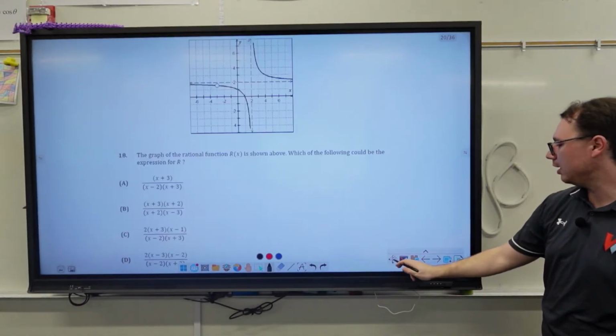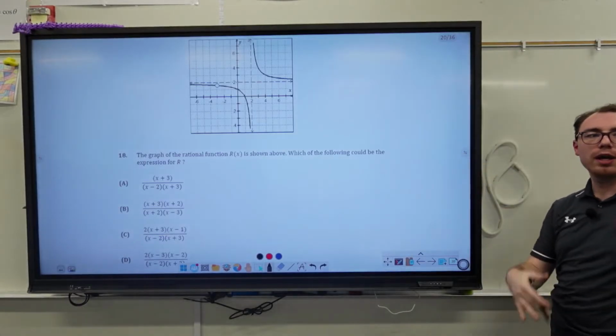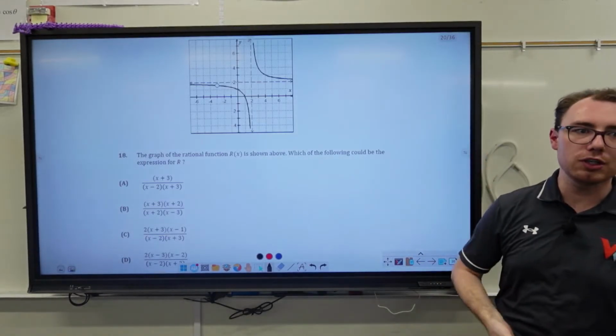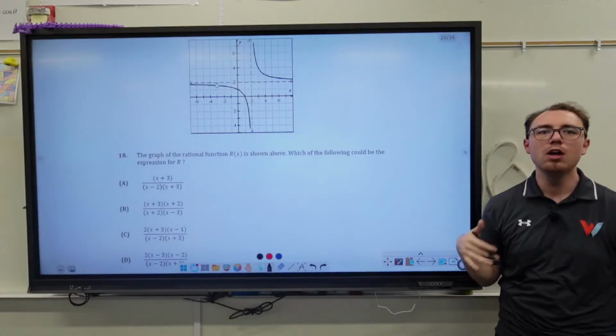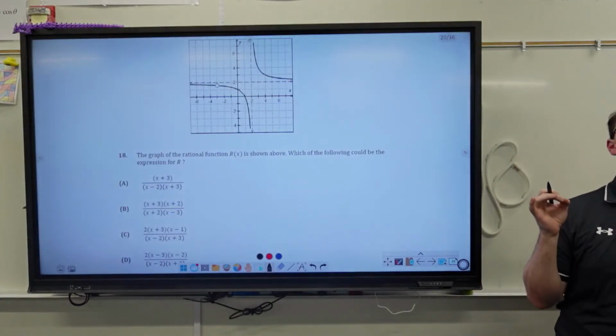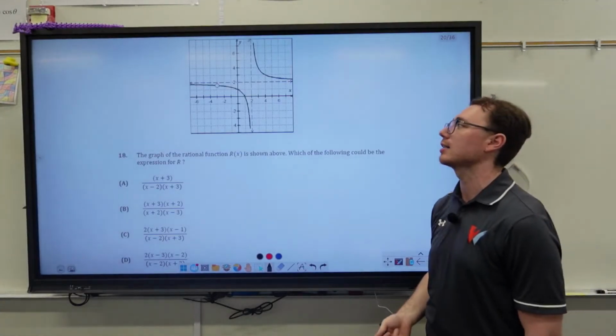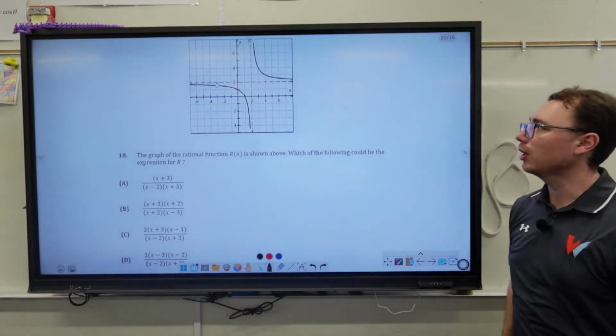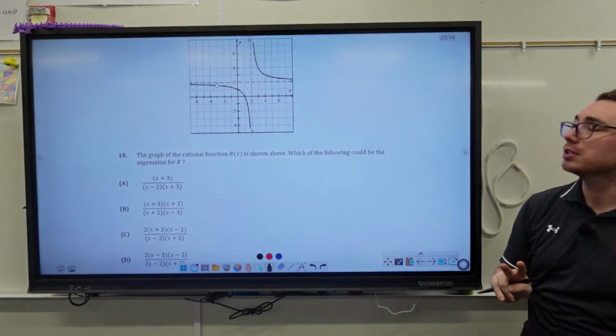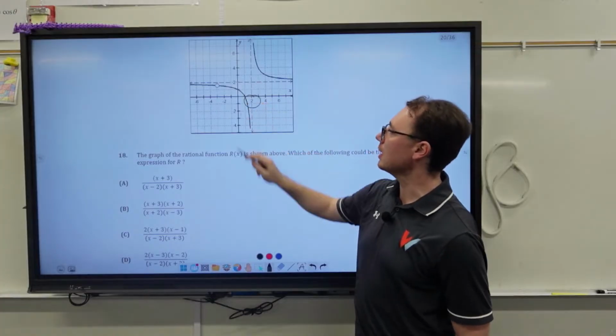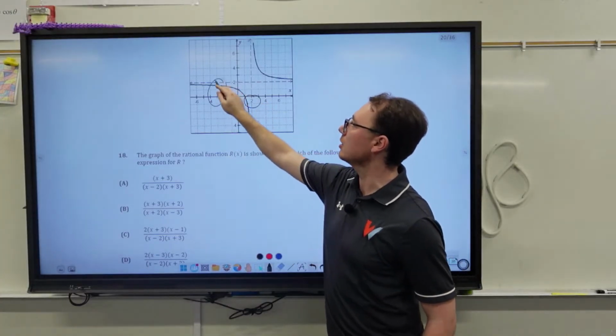For problem 18 here, we're given this graph where the graph of the rational function r of x is shown above. Which of the following could be the expression for r of x? Immediately, I'm going to identify two specific terms here. The first term is going to be this x is 2 and this x is 3.